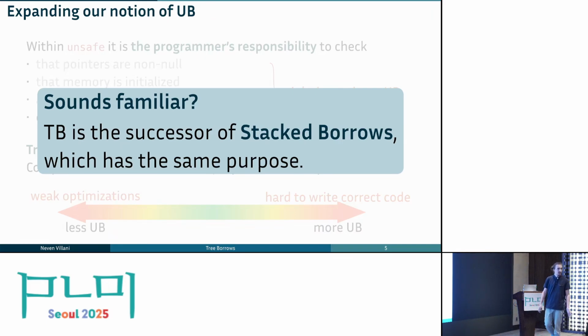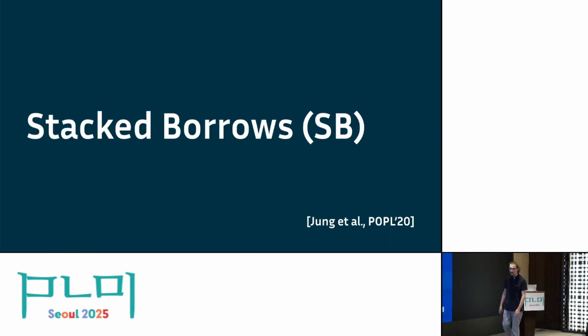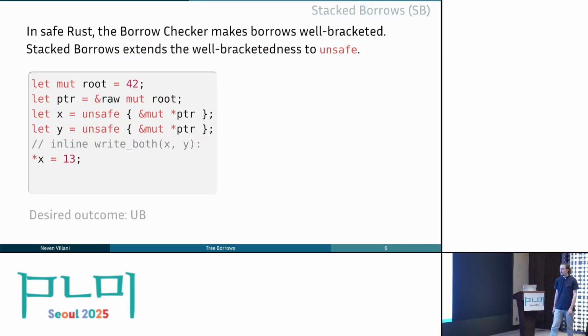So, in order to properly introduce tree borrows, I'll start with a brief intuition of what stacked borrows does and why it's not entirely satisfactory. So here is a simplified model of stacked borrows. The starting observation of stacked borrows is that the way the borrow checker works is by enforcing a form of well-bracketedness discipline on all references in safe code. Stacked borrows extends this discipline also to unsafe code.